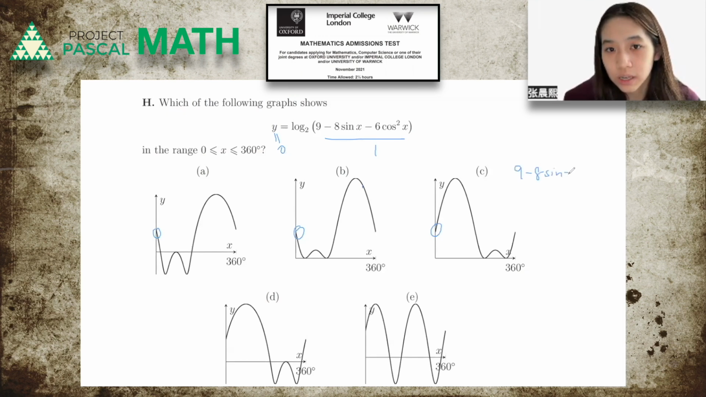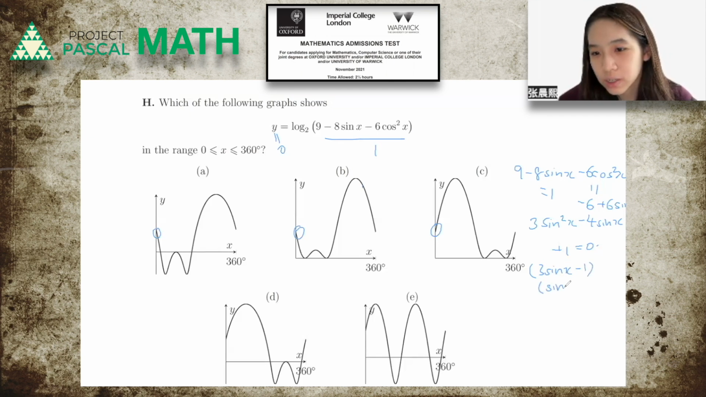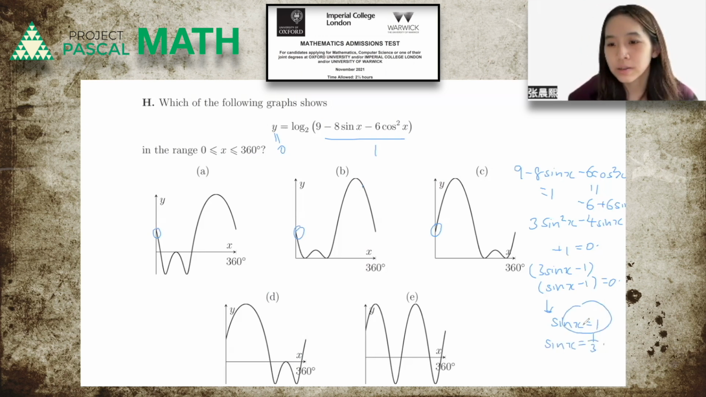9 minus 8 sine x minus 6 cosine squared equals 1. And so this equals 6 minus 6 plus 6 sine. And so this gives you 3 sine squared x minus 4 sine x plus 1 equals 0. So (3 sine x minus 1)(sine x minus 1) equals 0. So this crosses at sine x equals 1 and sine x equals 1 over 3. So this uses x equals 90 degrees and x equals 270 degrees already. And it obviously can't be this because it doesn't look like it crosses that many points.